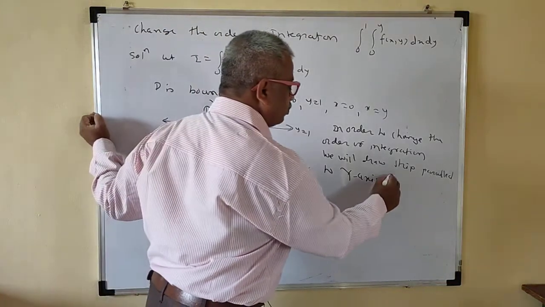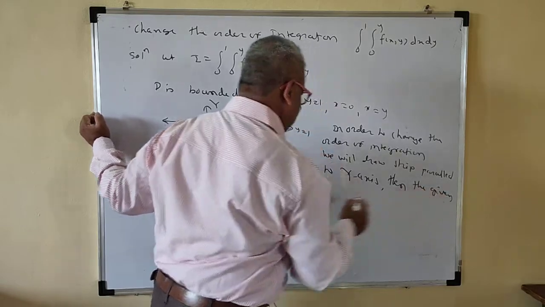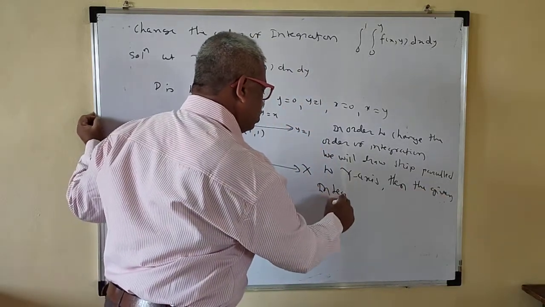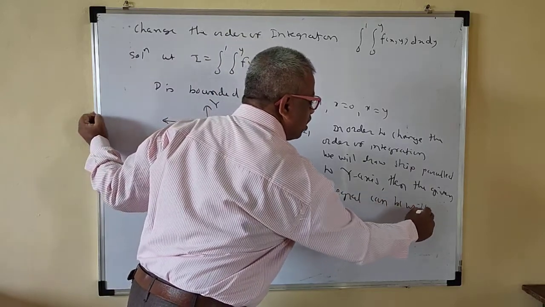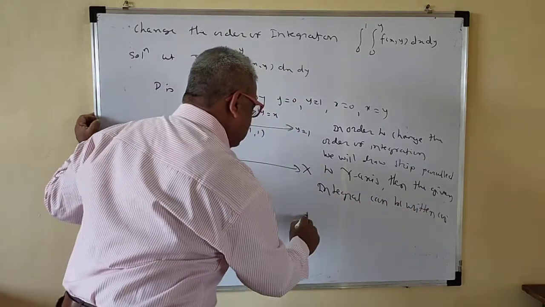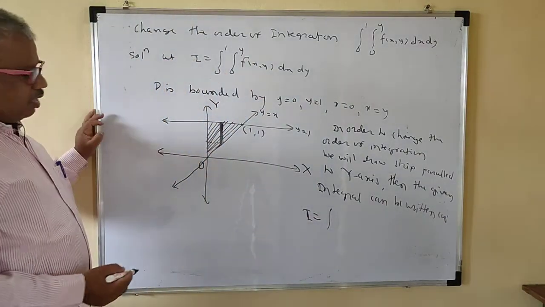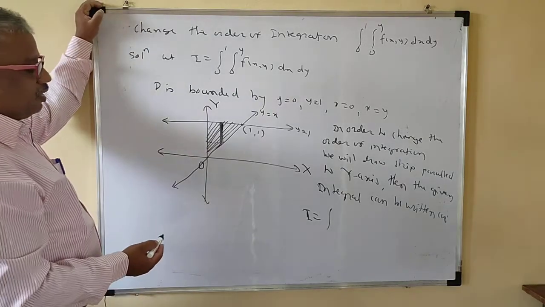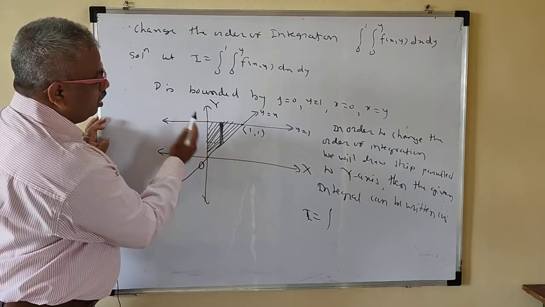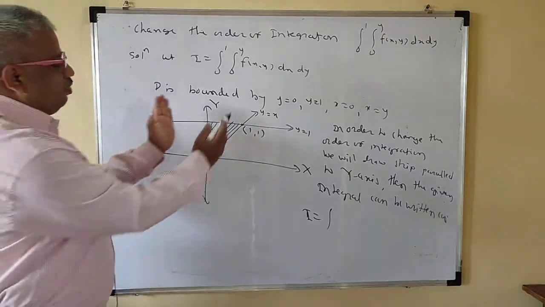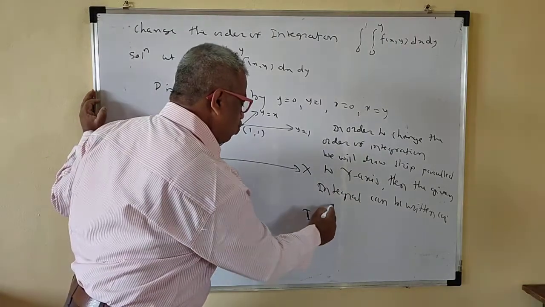Then the given integral can be written as I is equal to. Okay, so it is easy, right? So what are the limits of x now? The limits of x are 0 to 1. X lies between 0 and 1.